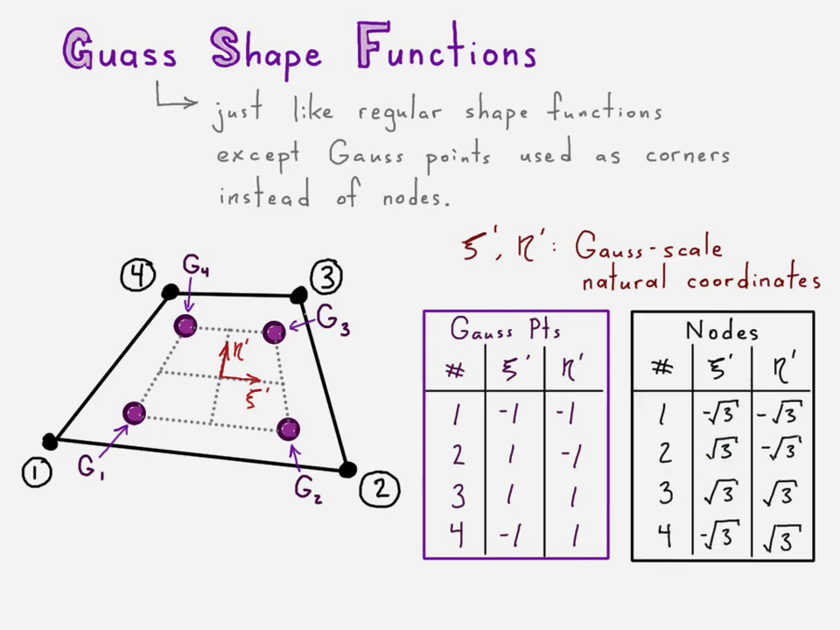And they become plus minus square root 3 because, well, if we looked at the regular natural coordinates, you know how the nodes were like at +1, -1, things like that, and the Gauss points were at 1 over square root 3?